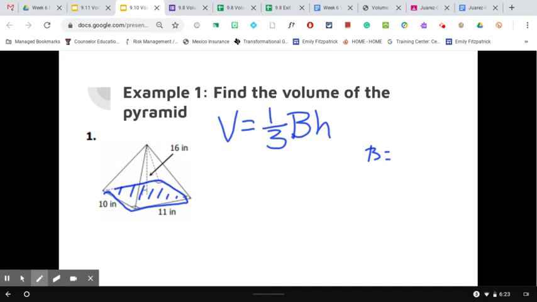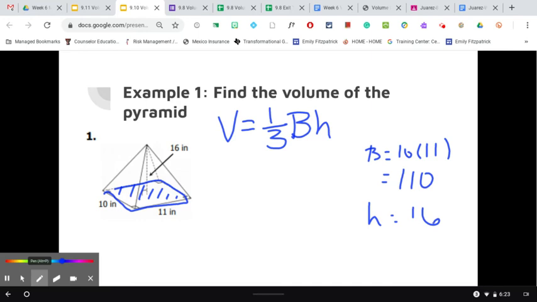So to find the area, we're going to do base times height, which would be 10 times 11. 10 times 11 is 110. So that's the big B. And then remember, your height is just how tall is the pyramid? This pyramid is 16 inches tall. All right, so we have our letter values. So we're going to go ahead and plug it into our formula. So we have 1/3 times the area of the base, which is 110, times 16.